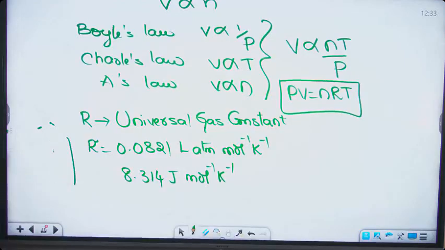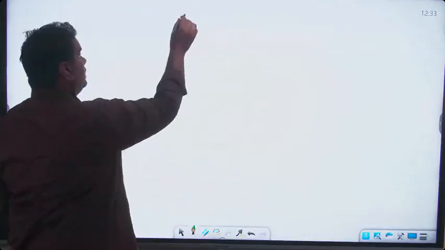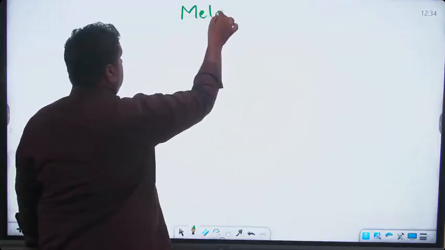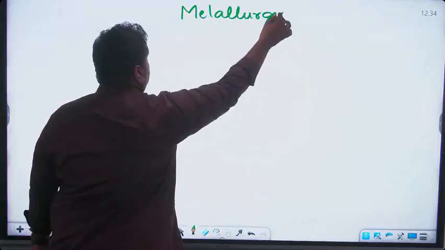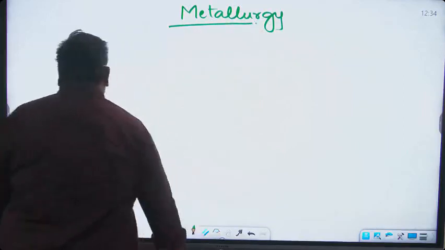Remember these values. Also remember the statements. You need to remember the statements of Avogadro's law, Charles' law and Boyle's law. The equations are not required. At the same time, the value of R, that is 0.0821 liter atmosphere mole inverse Kelvin inverse, and 8.314 joule per mole per Kelvin. You need to remember these particular values. Then moving on to the next topic here: Metallurgy.